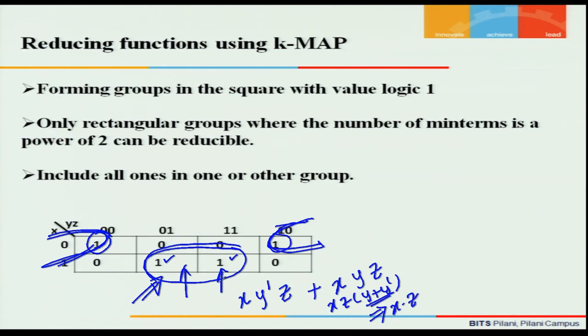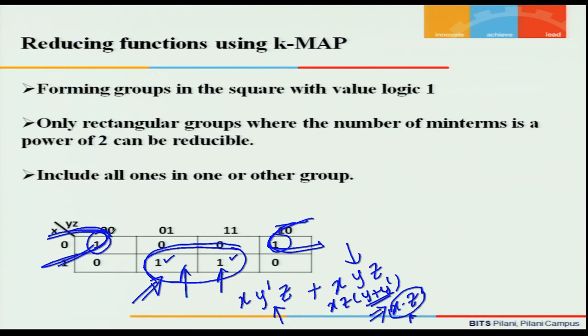Combining these two results in a product term having only 2 literals, which are x and z. That means a group of 2 will help you to drop a literal. If we had taken these 2 entries independently, you would have ended up using one AND gate with 3 inputs, another AND gate with 3 inputs. Combining these two, we result in only a single AND gate with 2 inputs.